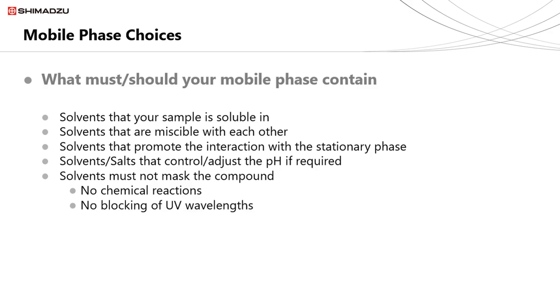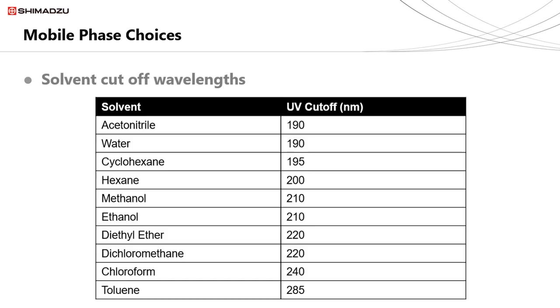Compounds that are seen at low wavelengths require a solvent that will allow them to be seen. What do we mean by this? Looking at solvents for use within mobile phase and their various UV properties, this is known as the solvent cutoff wavelength. Here is a table of commonly used HPLC solvents and their relative UV cutoff wavelength.